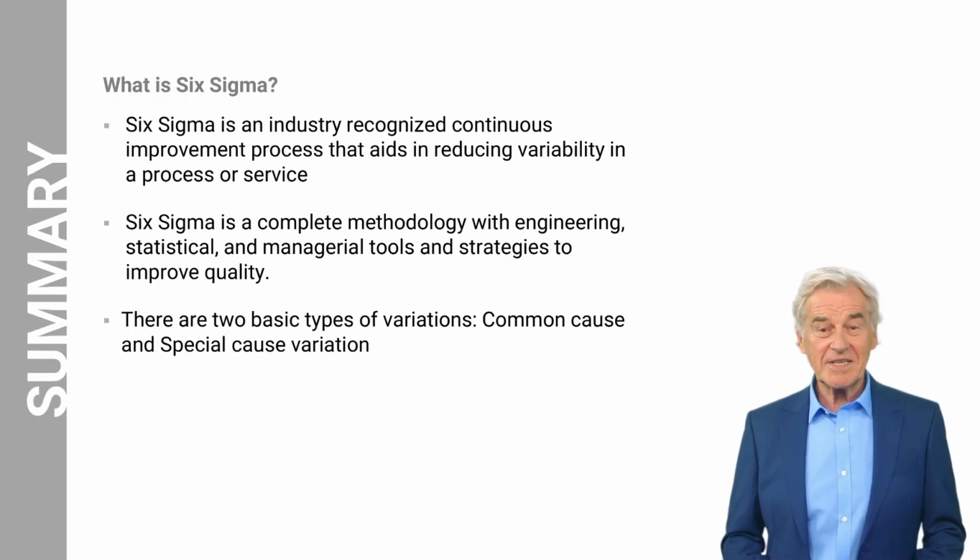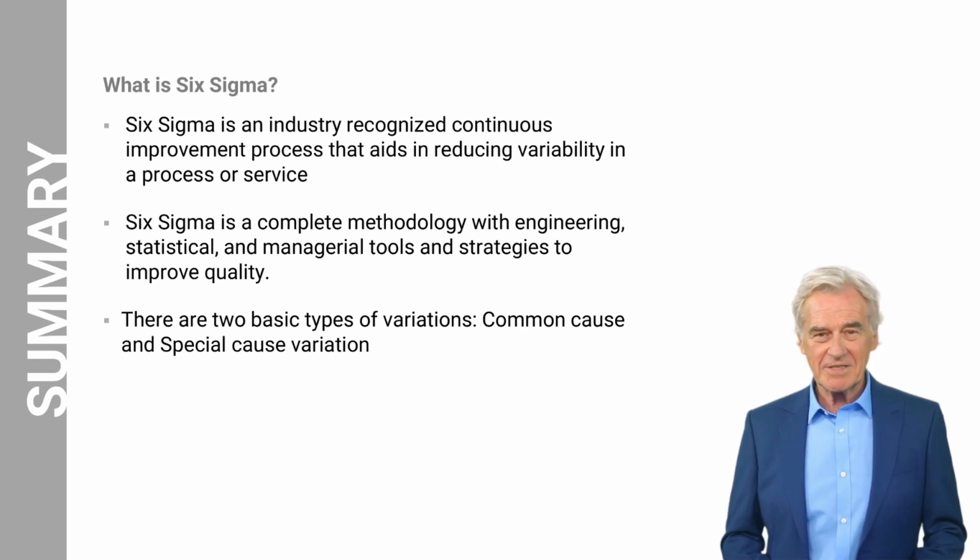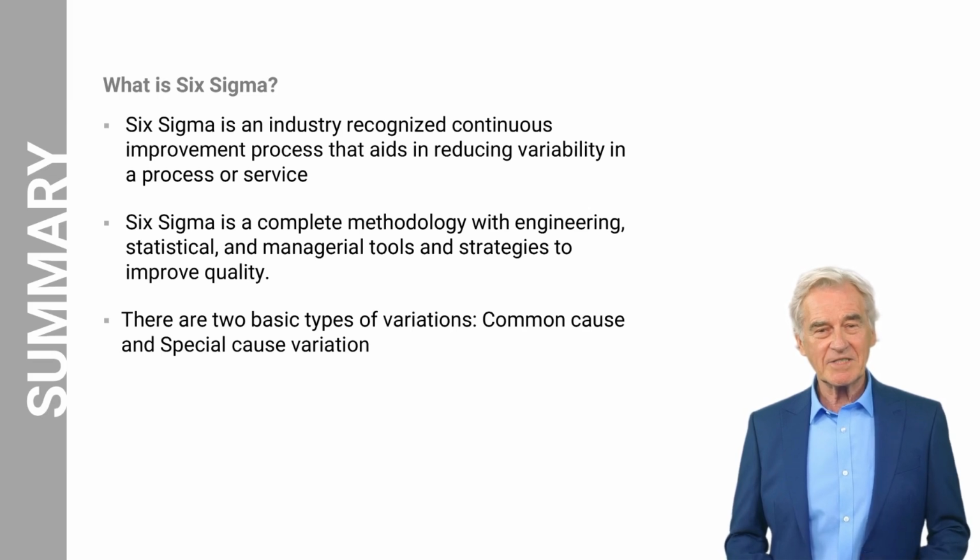In summary, Six Sigma is an industry-recognized continuous improvement process that aids in reducing variability in a process or service. Six Sigma is a complete methodology with engineering, statistical, and managerial tools and strategies to improve quality. There are two basic types of variation: common cause variation and special cause variation. Six Sigma can be used to reduce variation in manufacturing processes and improve the overall quality of the company.